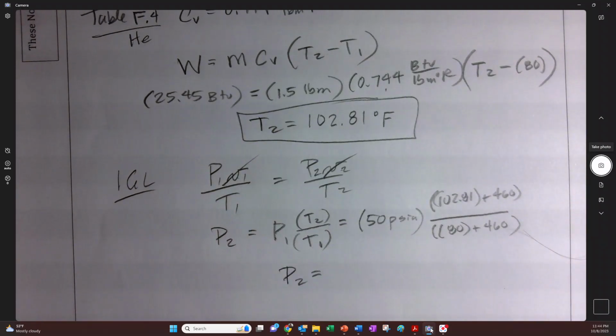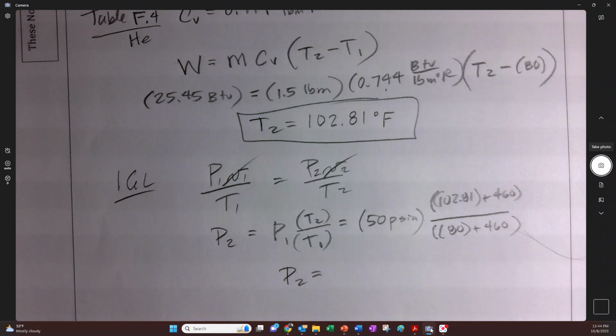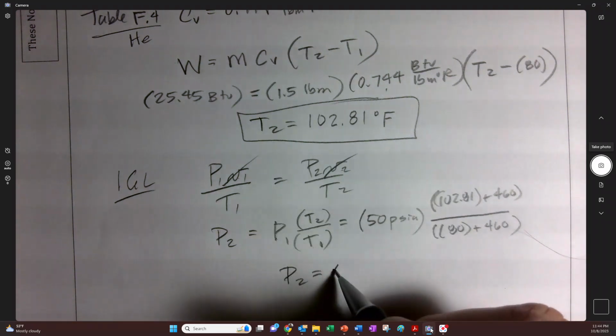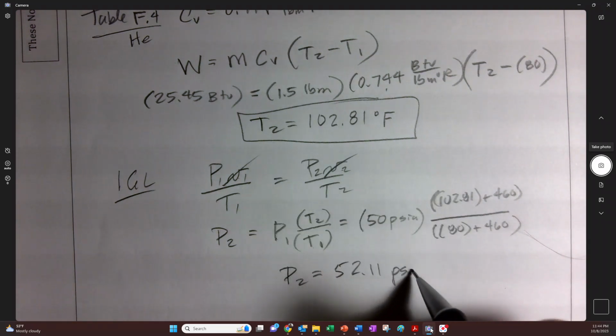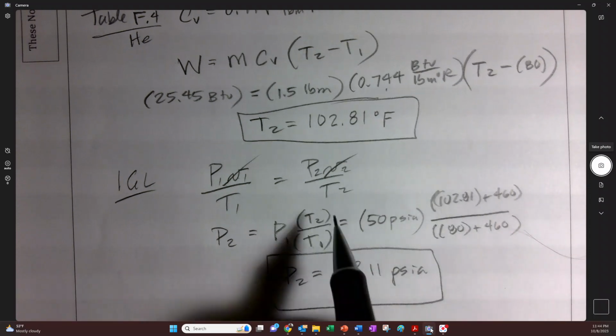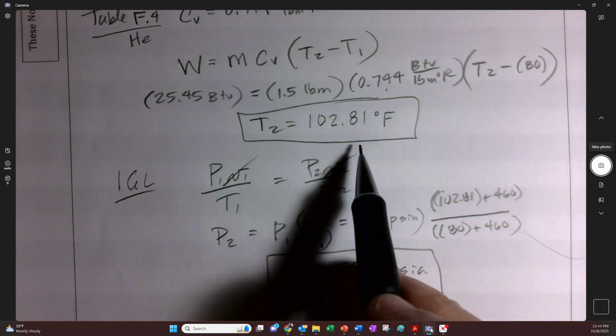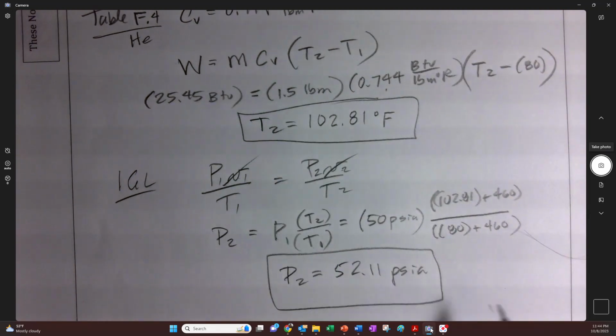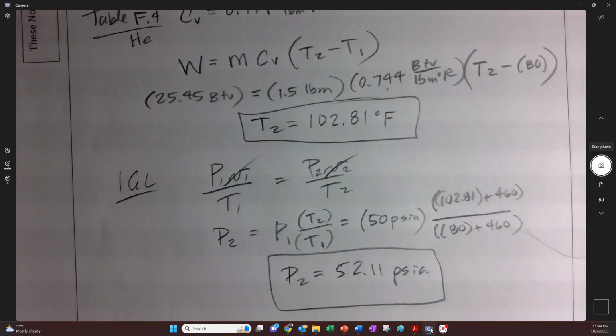P2 is equal to 52.11 psia. This alone is a good reason to show this example. People get lazy. I wouldn't say it's lazy, it's just that they won't pay attention. Well, not much change in pressure. The change from 80 degrees is a noticeable change, but this is not that much of a change, right? So anyway, I'm good with that.